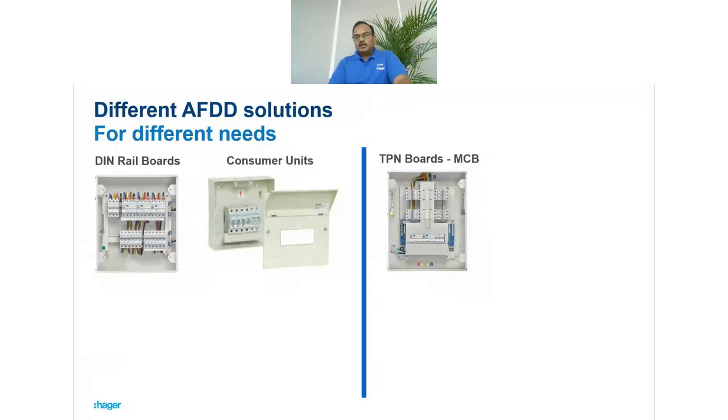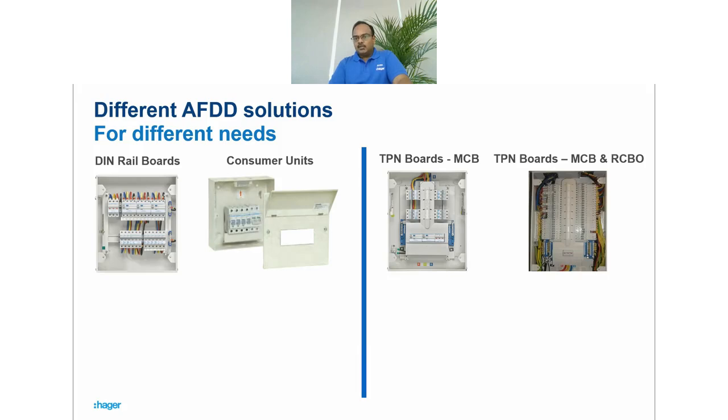We have incomer, isolator, and RCCB, with outgoing as MCBs. The picture shows it. But this is one construction. There are some countries, for example, Qatar, which have a TPN board solution, but with an isolator incomer and MCB and RCBO outgoing.